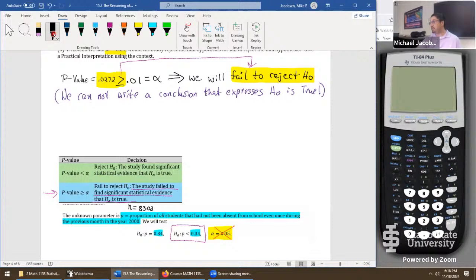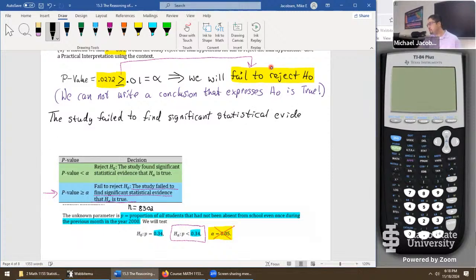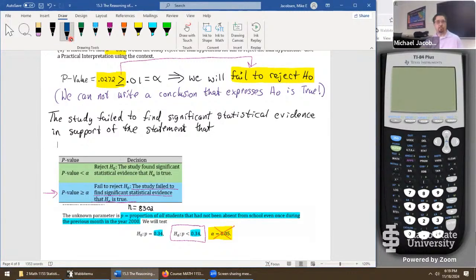So here's finally our practical interpretation. When we fail to reject, we'll say the study failed to find significant statistical evidence in support of the statement that, and here's the wordy part, the proportion of all students that had not been absent in the last 30 days is below 34%, is what we need to write.